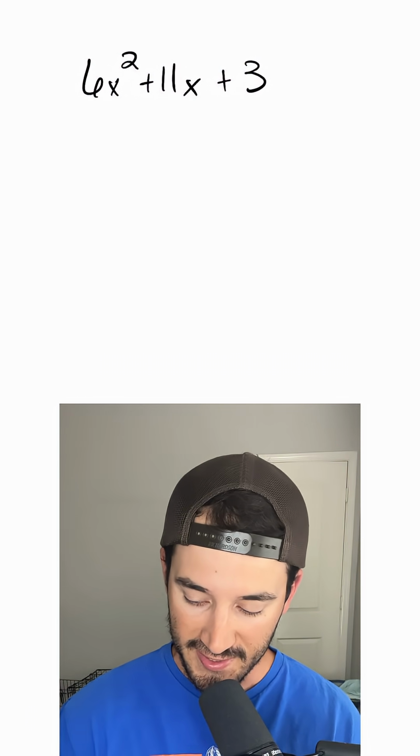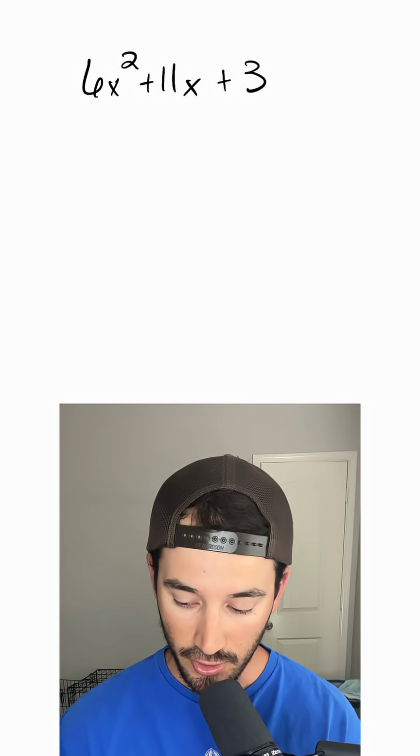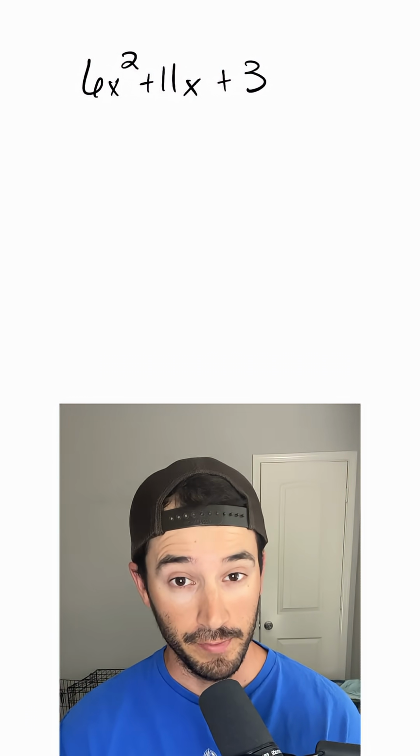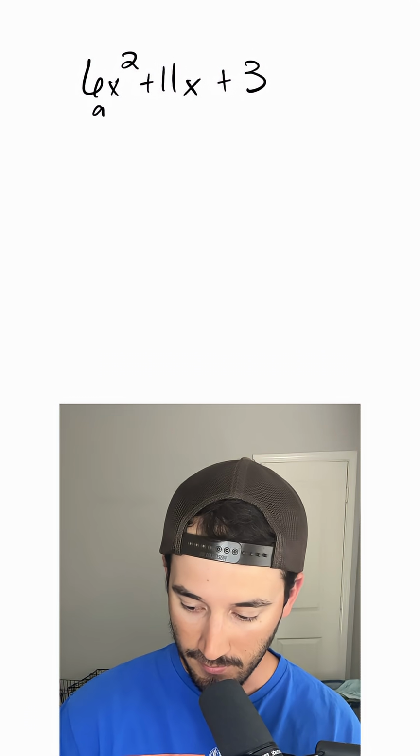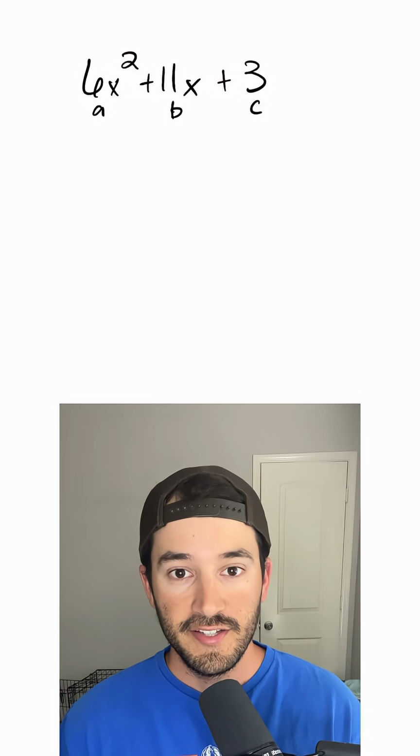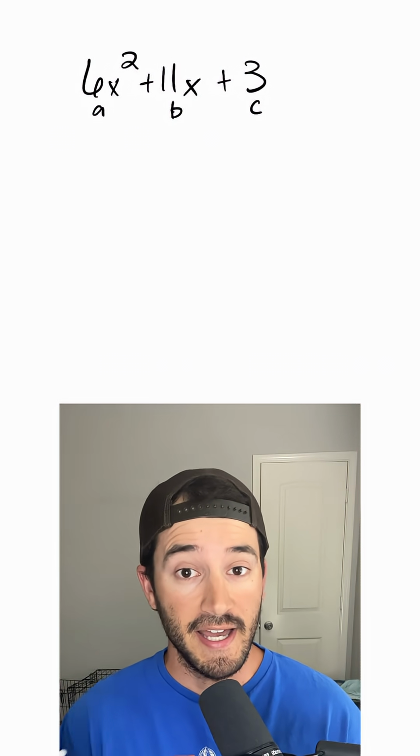This is what you should have learned in Algebra 2 last year, Part 1. So we have the trinomial 6x squared plus 11x plus 3, and we want to factor it by grouping. So this is my A term, my B term, and my C term. So the first thing we're going to do is multiply A by C.